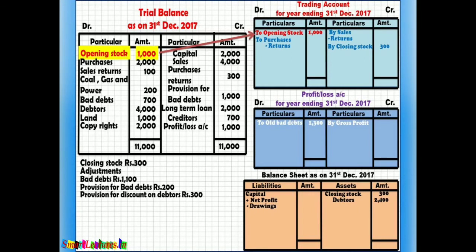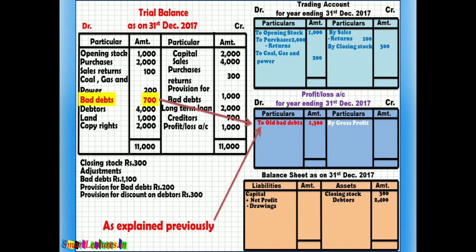Now we are taking all the debit items first. Purchases 2000, it will go to the debit side of the trading account in the inner column. Sales returns, this is the debit item, but we will take it to the credit side of trading account. That's why it will be deducted in the inner column. 100, then coal, gas, power. These are the direct expenses will be taken to the debit side of trading account. Bad debts, we have already taken. Debtors, we have already taken.